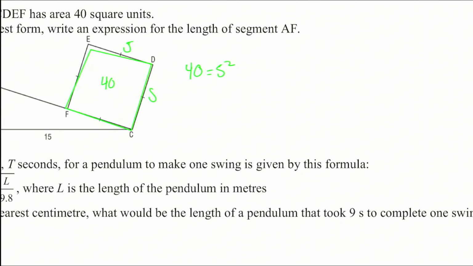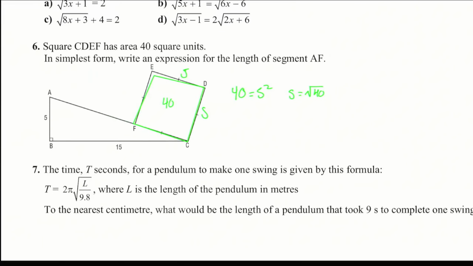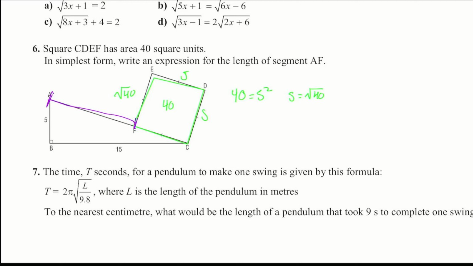So how do we do this? Let's solve for s. Let's take the square root, and we get the square root of 40 is equal to each individual side length. Now that we've found our side length, we have to look for the length of segment AF. So we're looking for from here to right here. The way we can do this is if we calculate this whole length and subtract root 40 from it, because that'll give us this isolated length right here. So we're looking for the hypotenuse of this triangle.